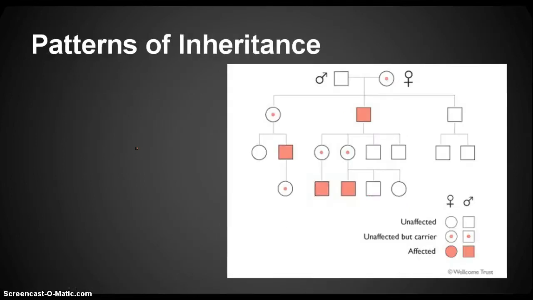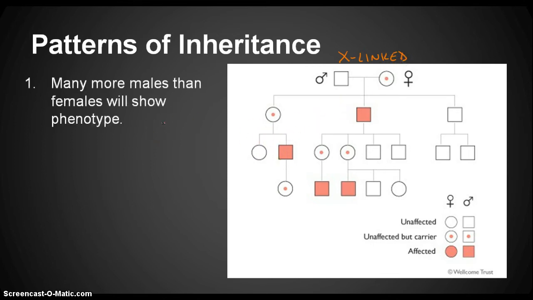Finally, let's talk about X-linked recessive traits. So this is a pedigree chart of an X-linked trait. Well, how do I know? Well, I know because there are many more males than females that are showing the phenotype. In fact, we don't have any females that show the phenotype. We only have males. Now, we do have some females that are carriers, but we don't have any that are actually showing the trait.